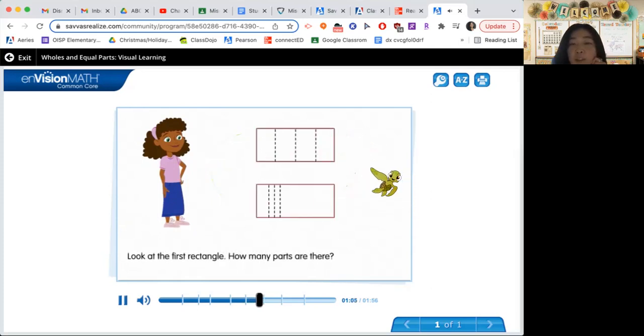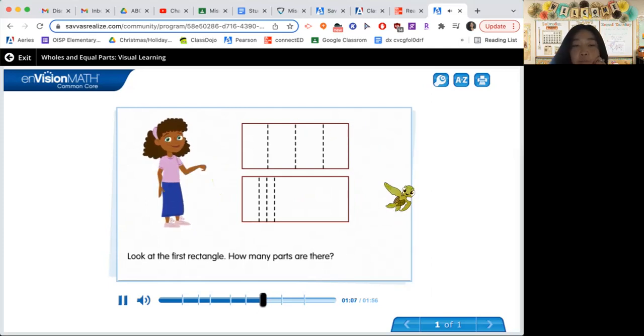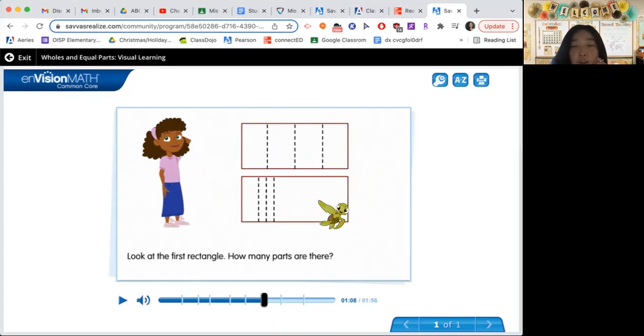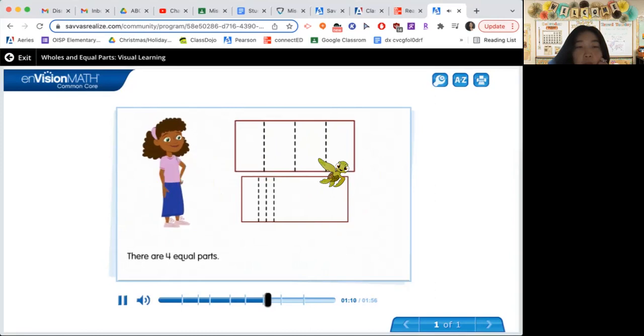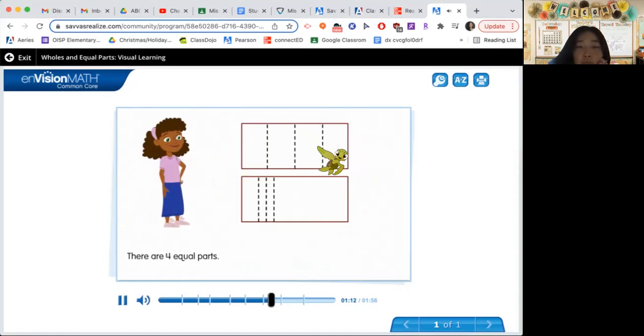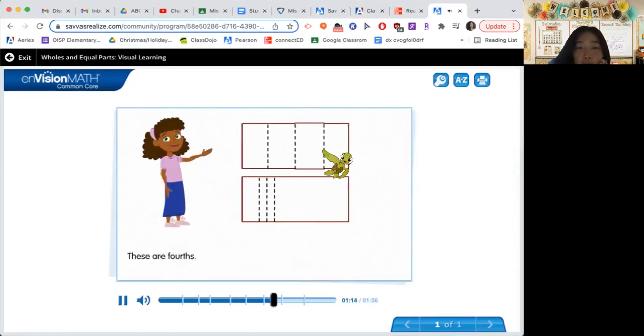Now look at the first rectangle. How many parts are there? How many parts are here? 4. Very good. There are 4 equal parts. These are fourths. How many lines are splitting the first rectangle?